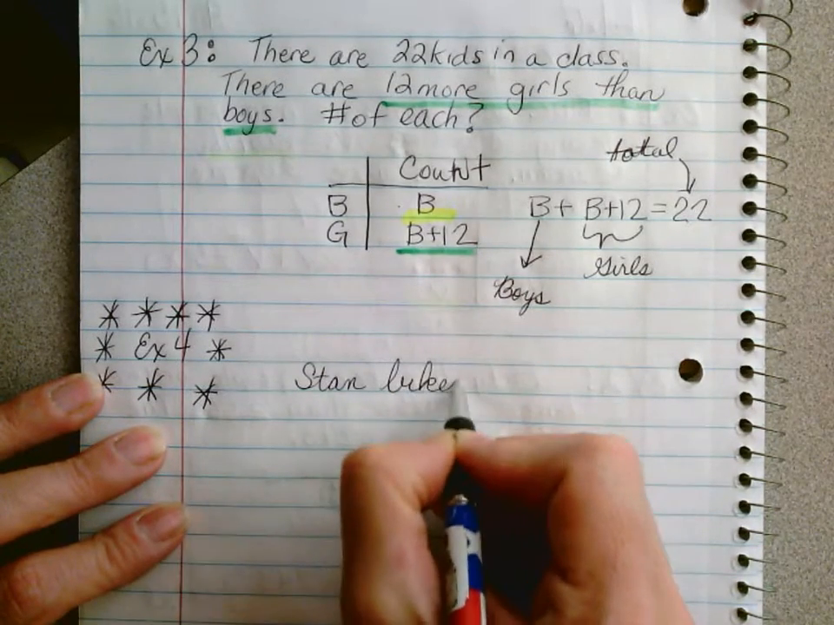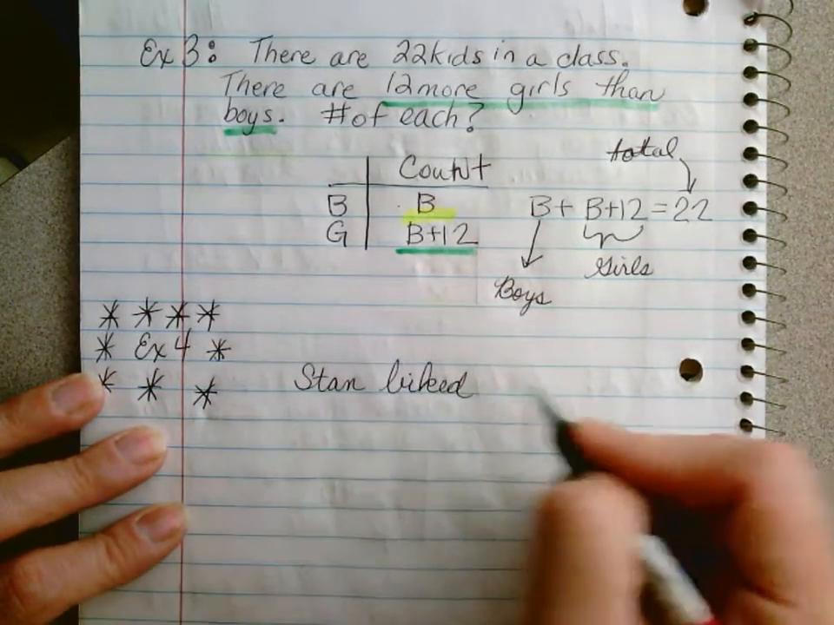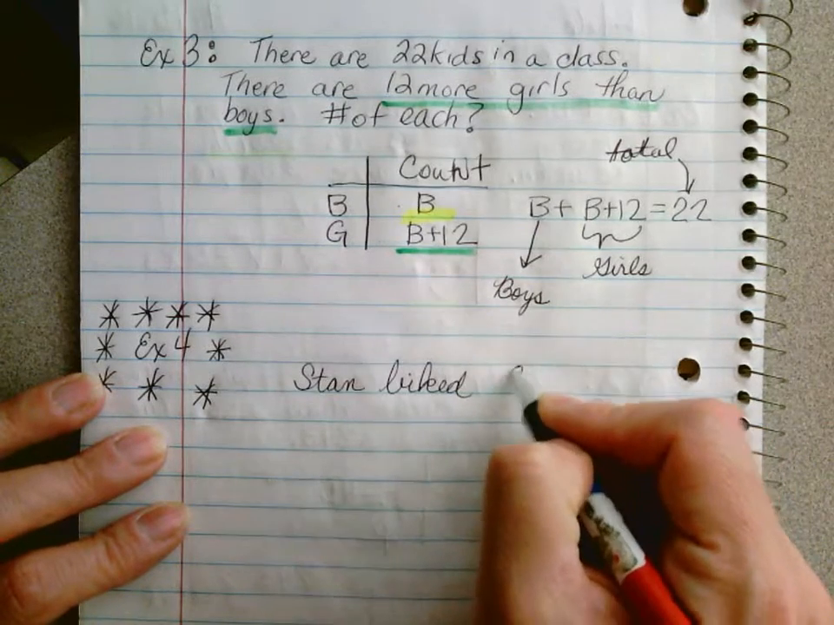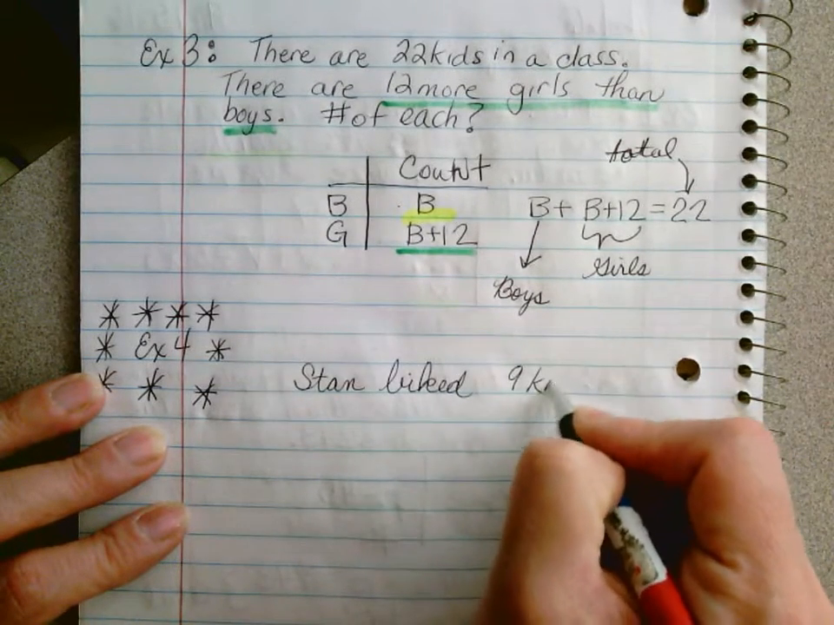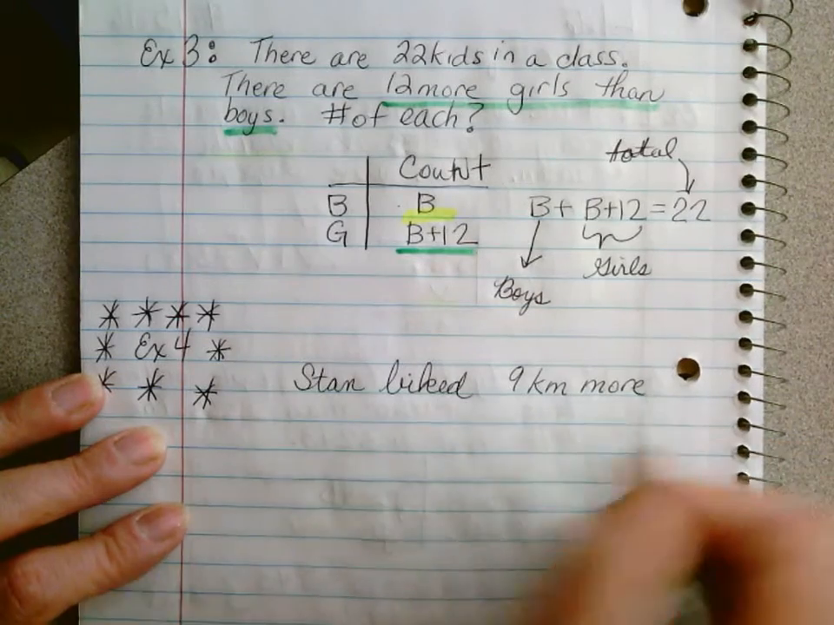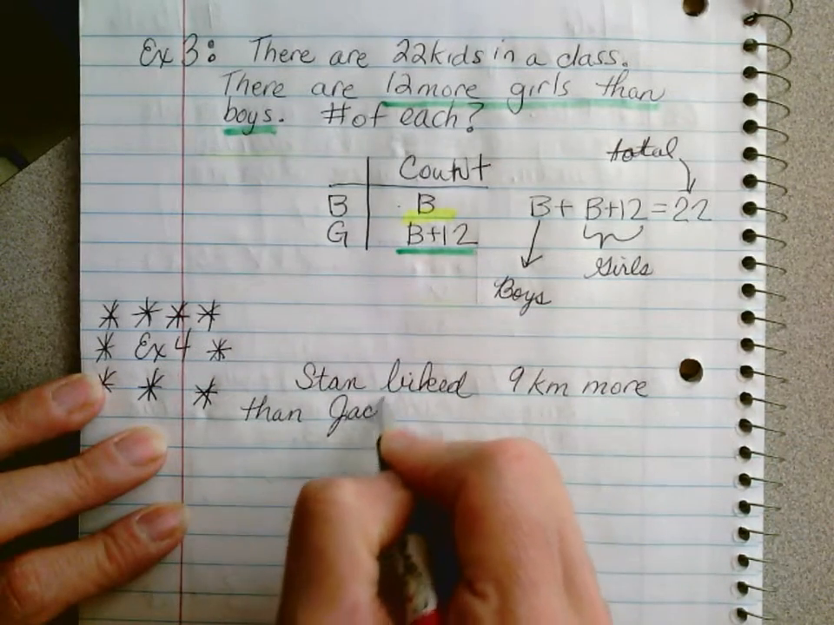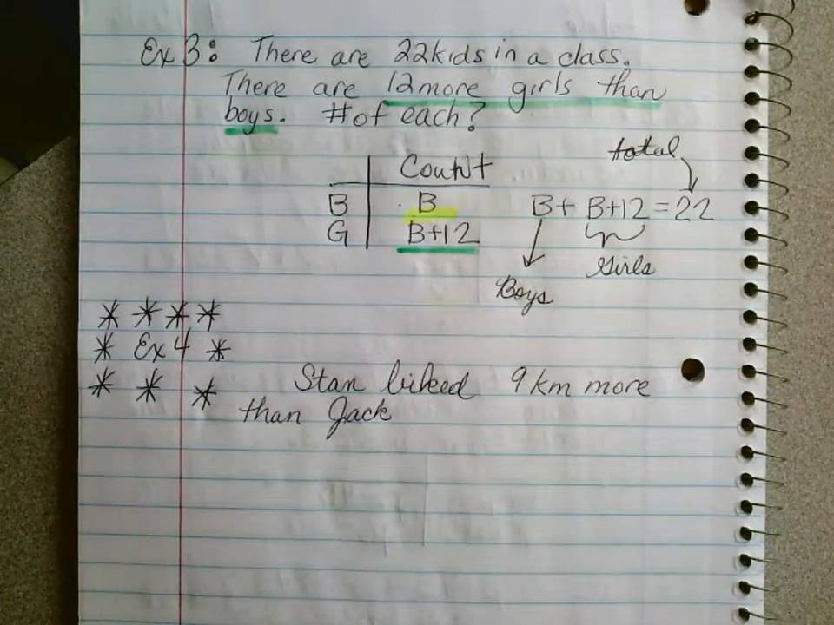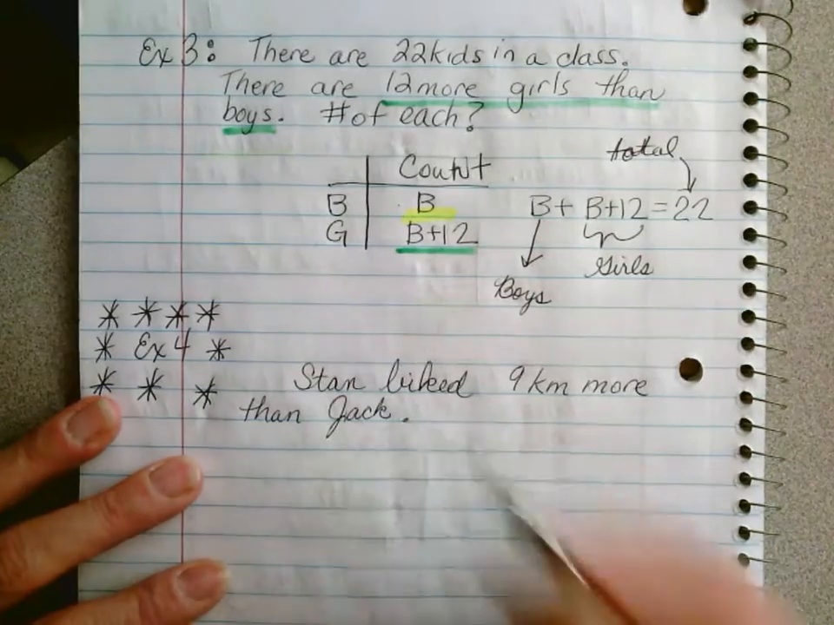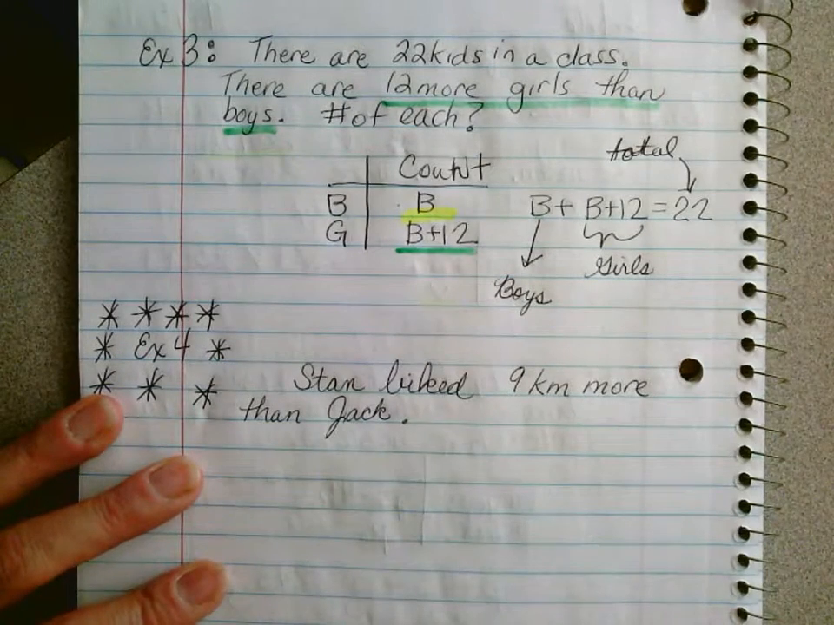Stan biked 9 kilometers more than... what on earth was that? Did you guys hear that? Mm-hmm. Stan biked 9 kilometers more than Jack.